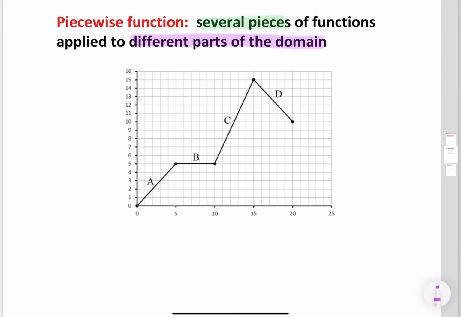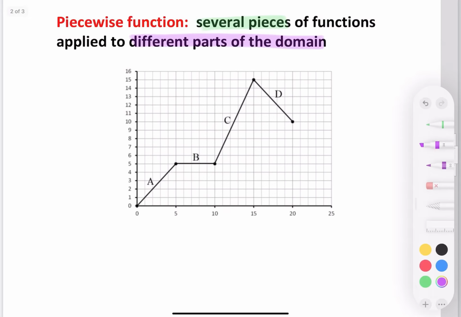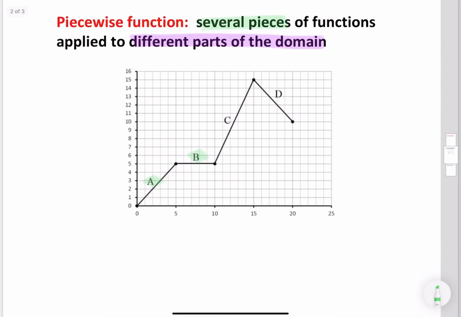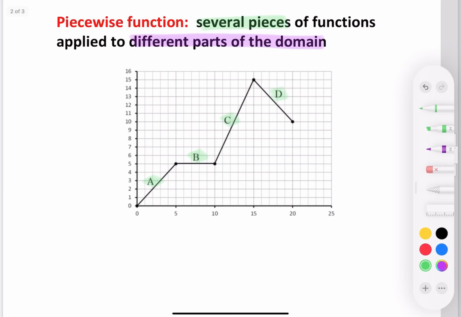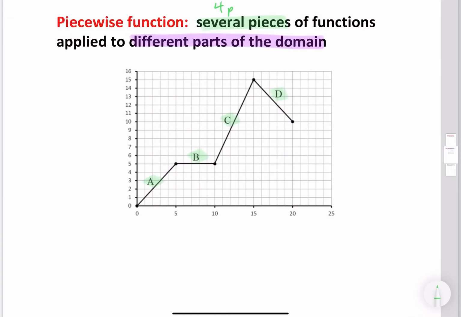So here's an example of a piecewise function. And we can see that in this piecewise function, we have it broken up into four different parts. So we have four pieces in this piecewise function. So what we're going to do is come up with four separate equations, one for each piece, but then put them all together and create one equation for this piecewise function.